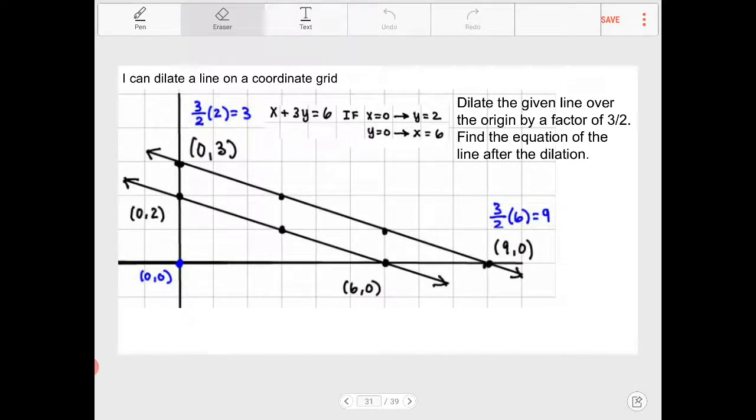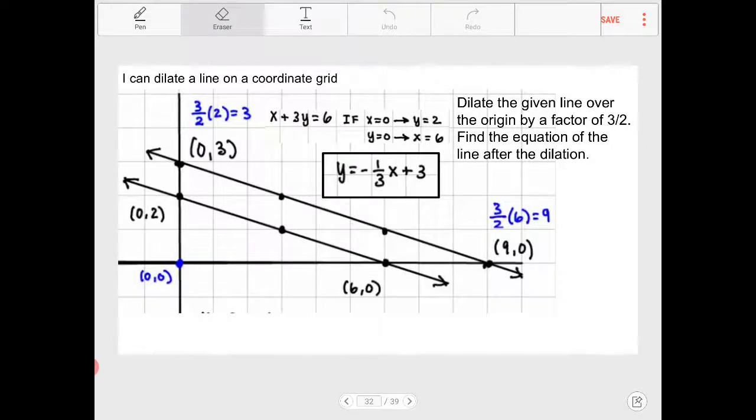So the equation, one more time, we're going to have the same slope. What's the slope of this line again? We're going down 1 and over 3, right? So the slope is negative 1/3. I have a y-intercept of 3. I can easily write the equation of this line. It's negative 1/3 x plus 3. Do you have to write it in standard form?